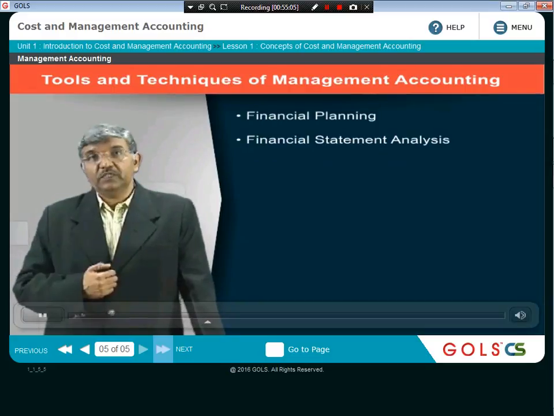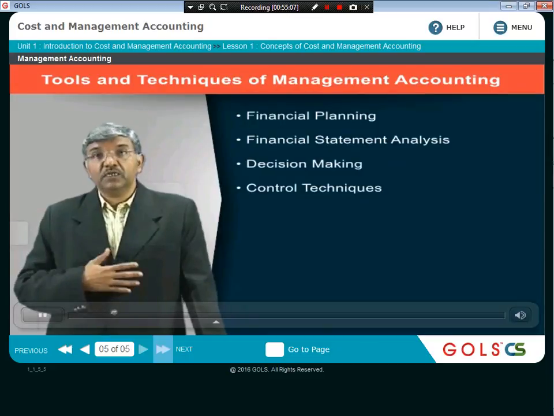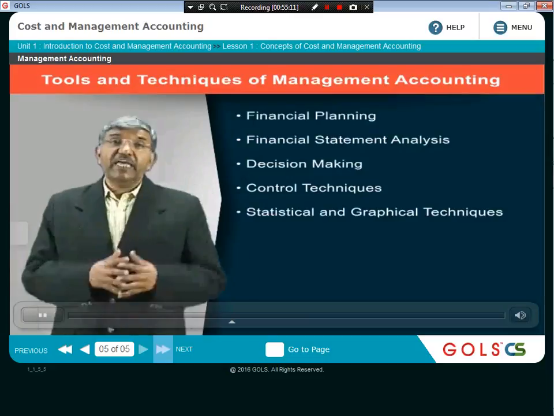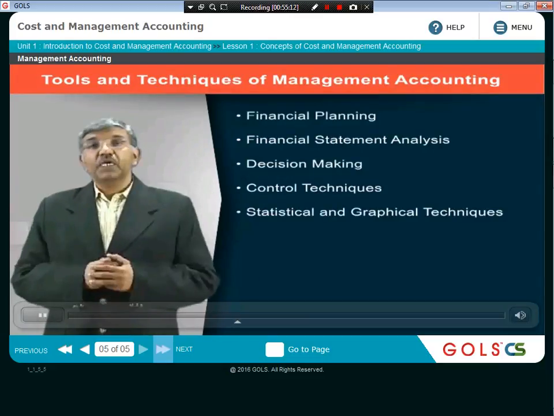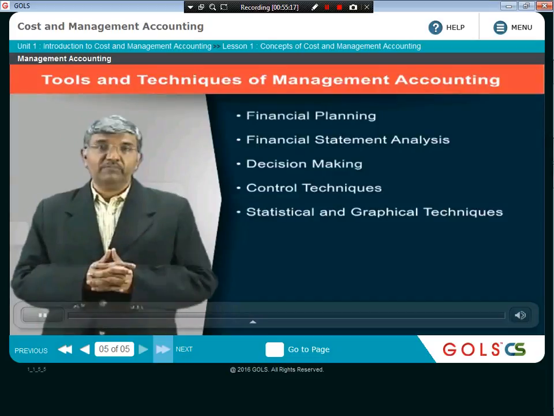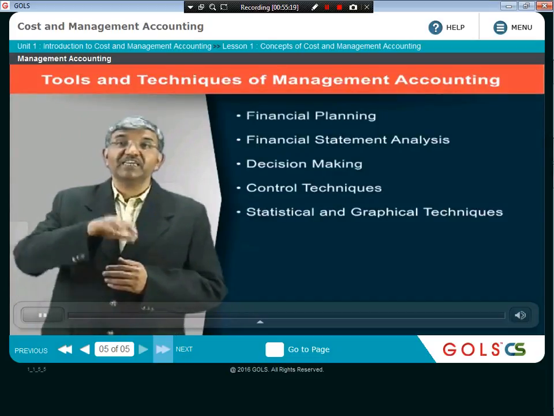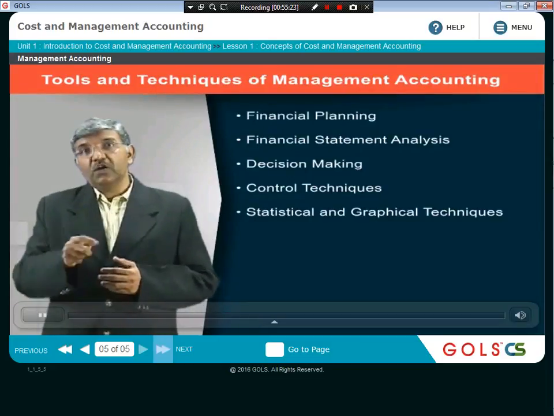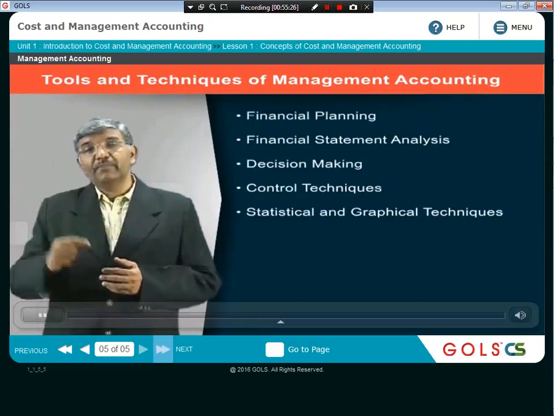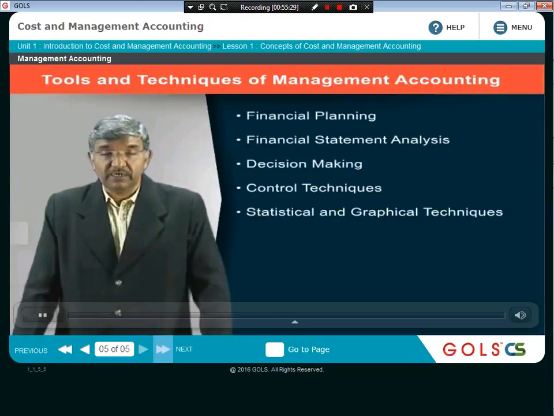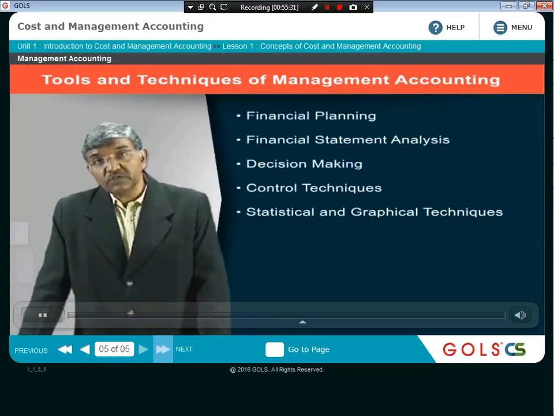Next is decision making, control techniques, statistical and graphical techniques. Many a time in a presentation, if you merely give the figures, people may not be able to understand. But if you present that data in a graphical manner, that is in a bar manner or in a line manner, etc., you will be able to understand it in a better manner. Such a technique is even used in the sports field.